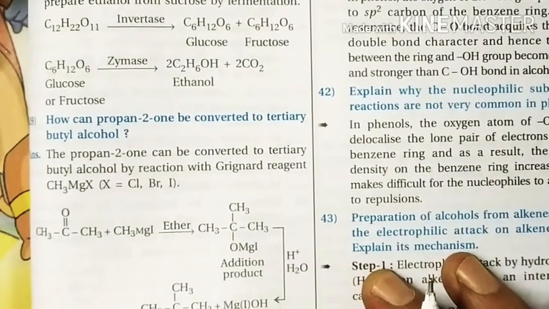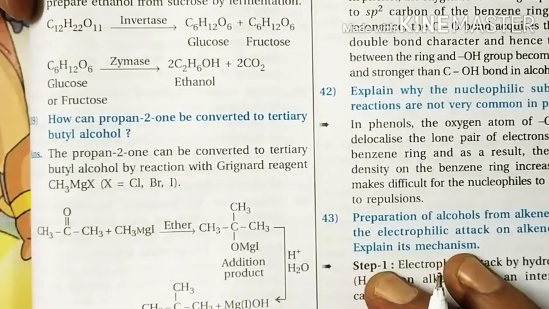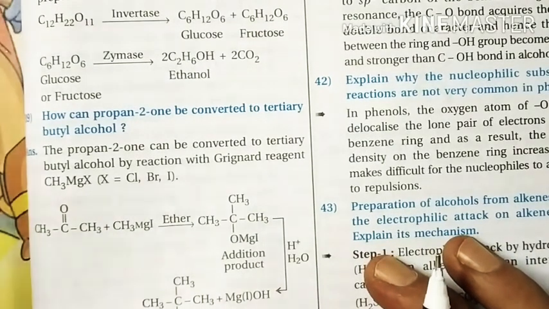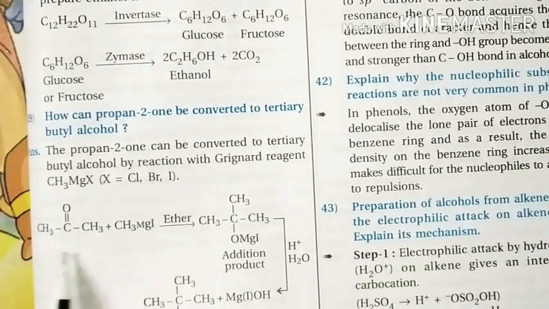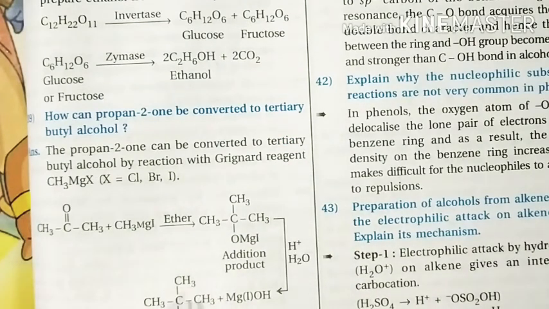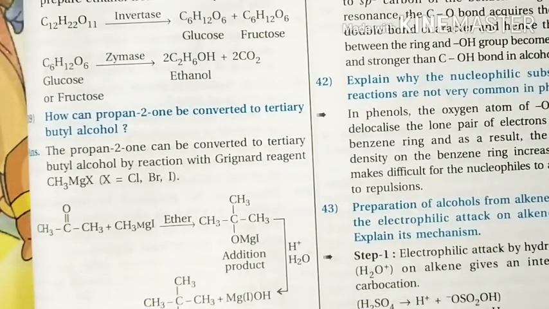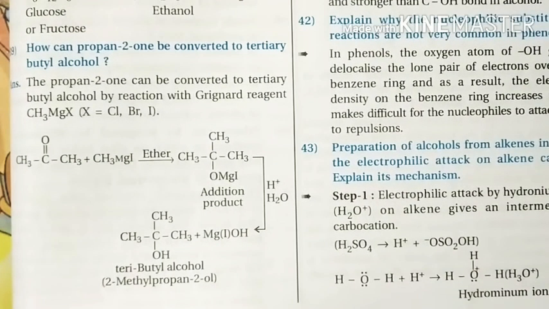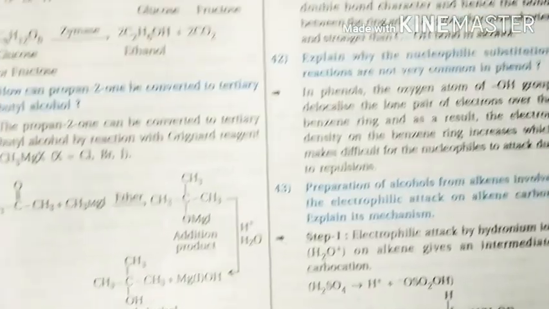Next one, 39. How can propan-2-one be converted to tertiary butyl alcohol? What is given, propan-2-one, is a ketone, and it is converted into tertiary butyl alcohol, which means there is the addition of one carbon. So definitely this reaction can go through a Grignard reagent: acetone reacts with methyl magnesium bromide or methyl magnesium iodide to give an addition product, and this addition product on hydrolysis with acid is converted into tertiary alcohol.